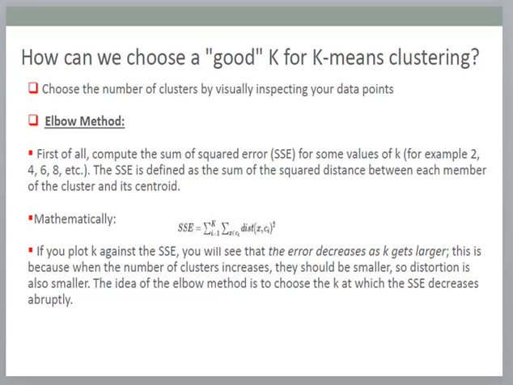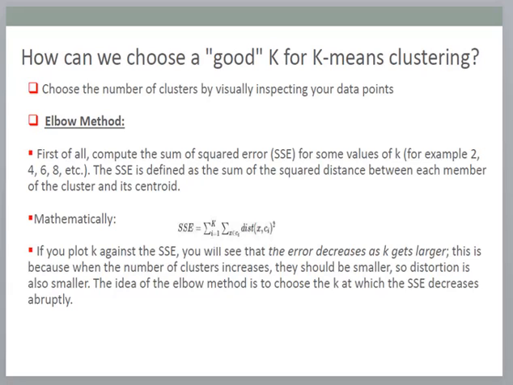How can we choose a good K for k-means clustering? Choose the number of clusters by visually inspecting your data points. This can be one option, because if we have some prior knowledge or knowledge of the domain or the problem, we can have a visual look at the scatter plot of the data samples, and by visual inspection we can see that this number of clusters will be required for this data sample.